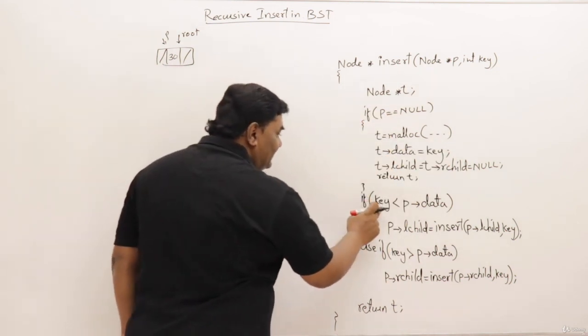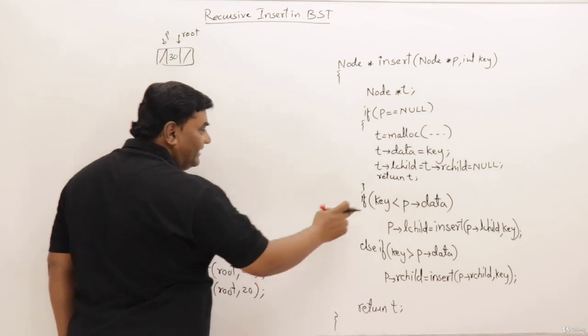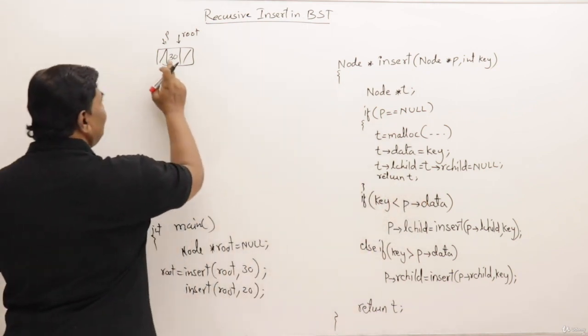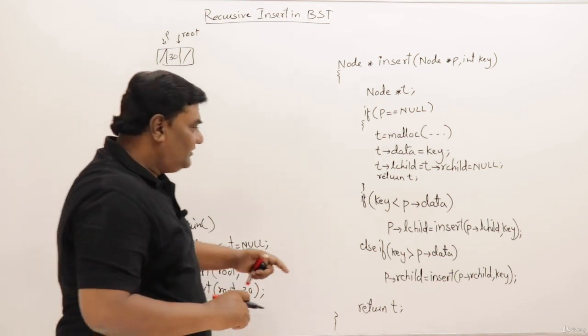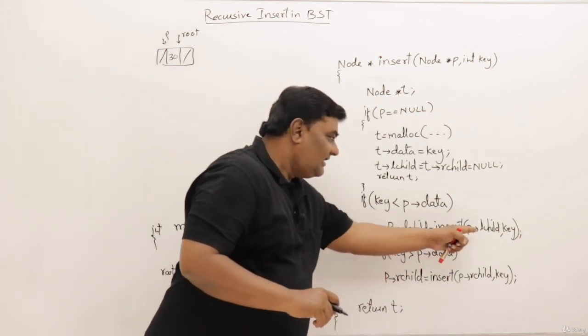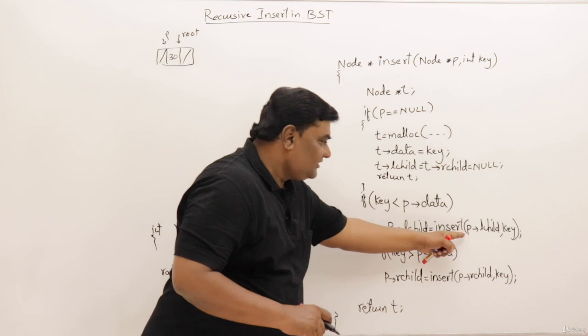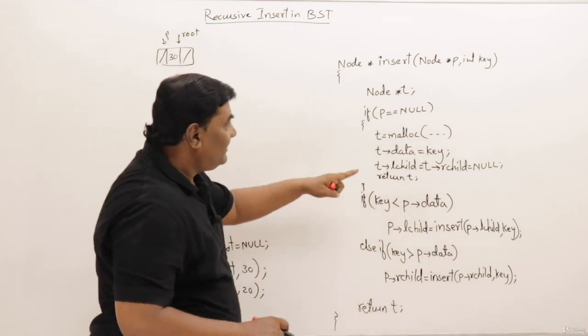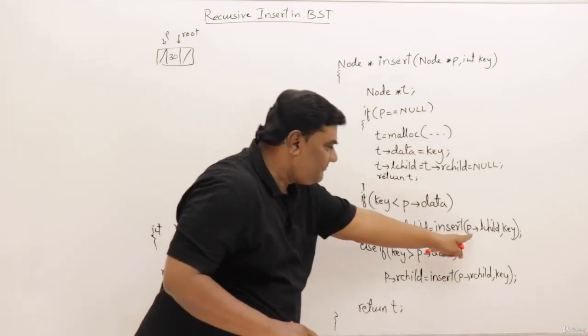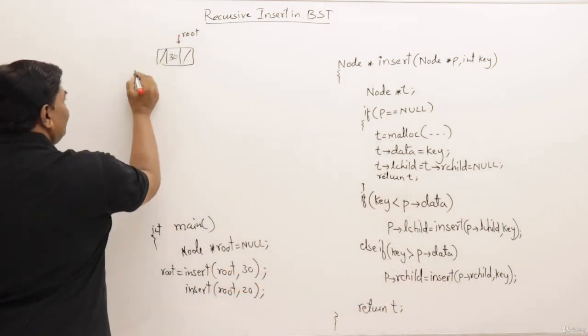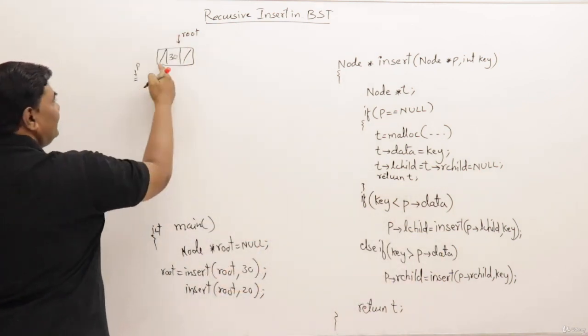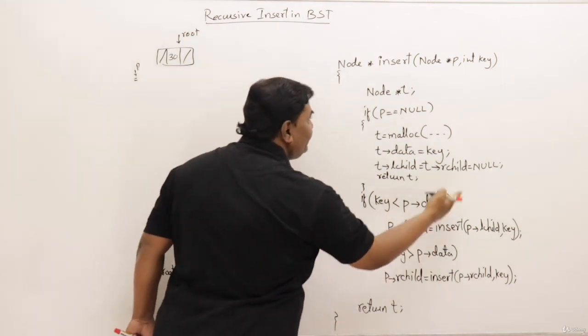Then the key that I have sent is 20. Is it less than P's data, 30? Yes, it is less. So go on which side? Insert upon the left child. So it will call itself again. Again the insert function is called by passing P's left child. So what is P's left child now? P's left child is null, right? So it will call itself.